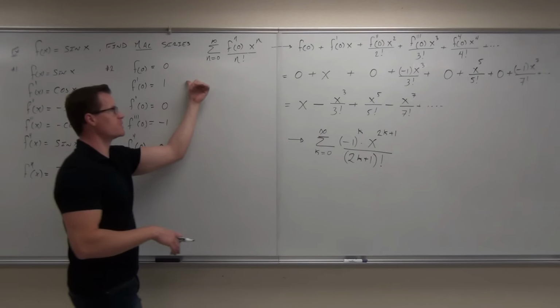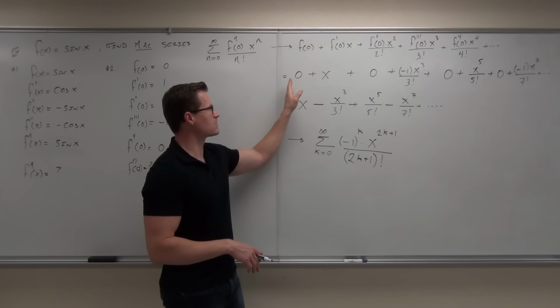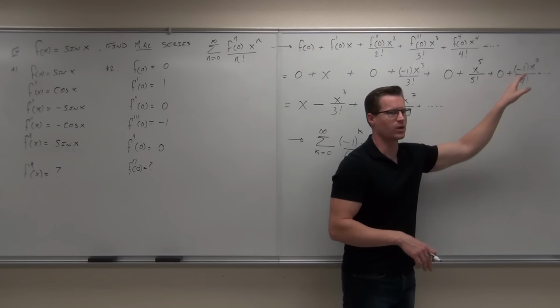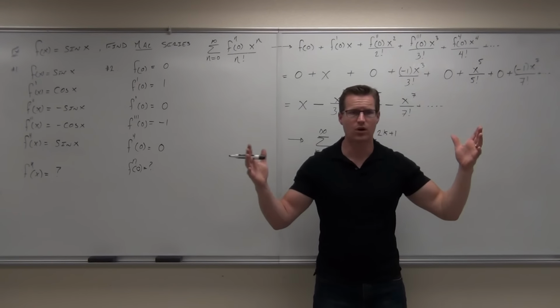Except with our pattern that we just found, we know we're going to go coefficients-wise 0, 1, 0, negative 1, 0, 1, 0, negative 1. That's going to basically omit half our terms. They're all gone.